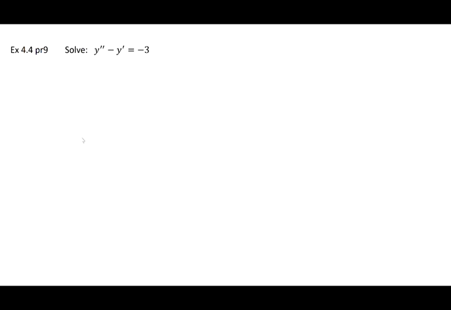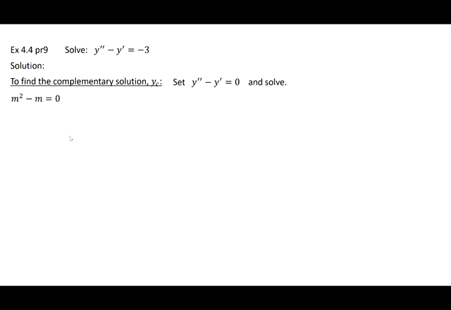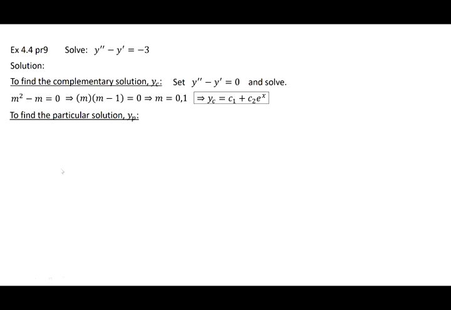This is an awfully simple problem compared to the previous two. Okay, let's see what the deal is here. Complementary solution y sub c: set the equation to 0 and solve. M squared minus m equals 0. M times m minus 1 equals 0, so m equals 0 and 1. Okay, so y sub c is c1 e to the 0x. E to the 0x is just 1. So c1 plus c2 e to the x. Right? Cool. We're done with the complementary solution.